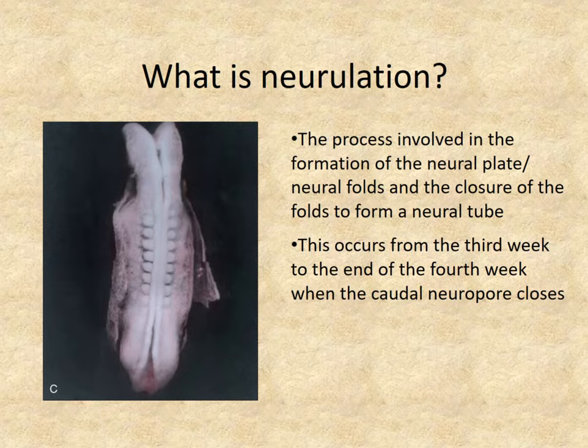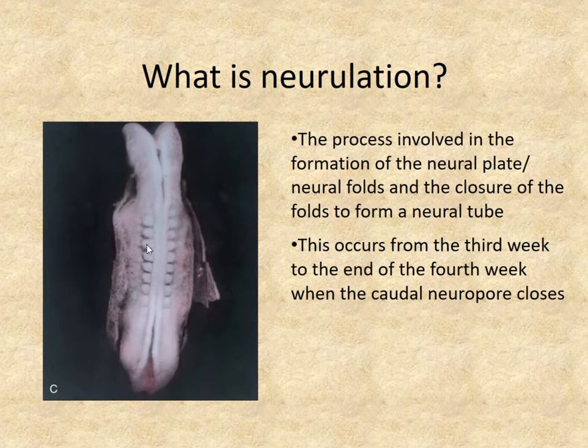What is neurulation? Neurulation is a process where you have first a neural plate form, and then the plate is going to actually create a tube, and we're going to call this tube the neural tube, which is going to develop into the brain and the spinal cord. This process is going to start in the third week, and it's going to finish at the end of the fourth week when the ends of the tube are going to close off. So this is a dorsal view of an embryo.